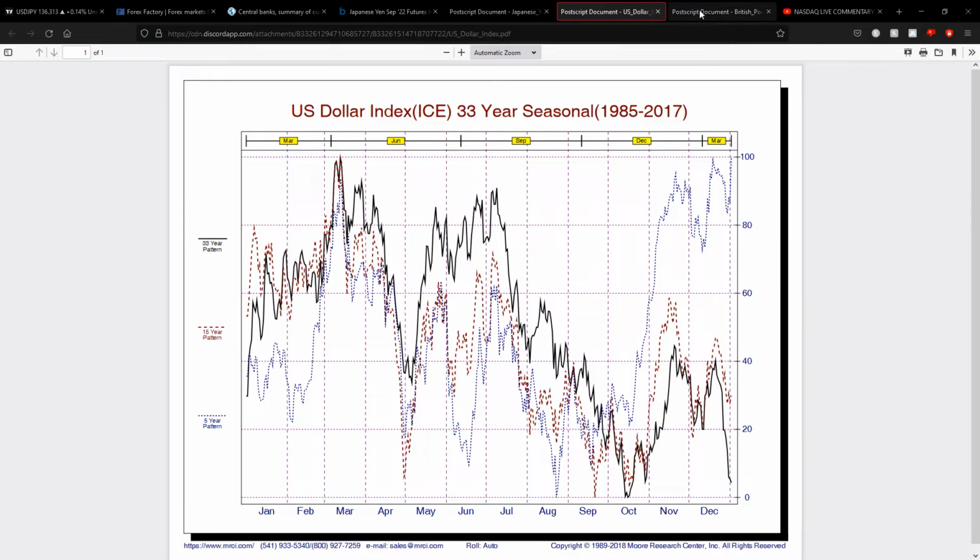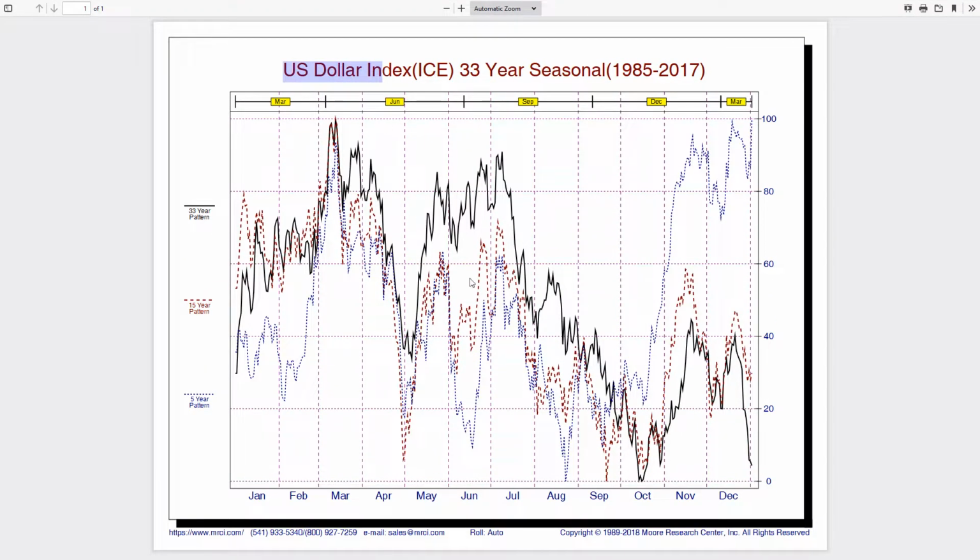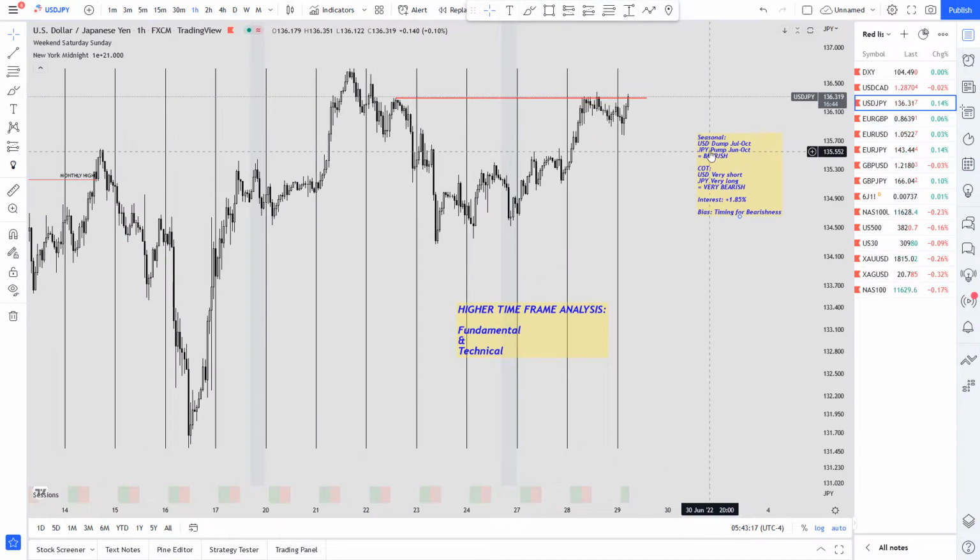And then if we look at the US dollar index seasonals, there's also a seasonal pattern: from July there's a high, and at October there's a low. So between that same period, the US dollar index is bearish. So we write that here. USD is bearish during that time, yen is bullish during that time. So overall it's also very bearish.